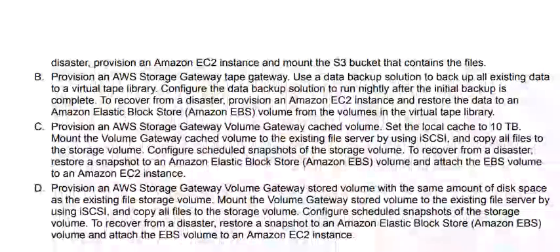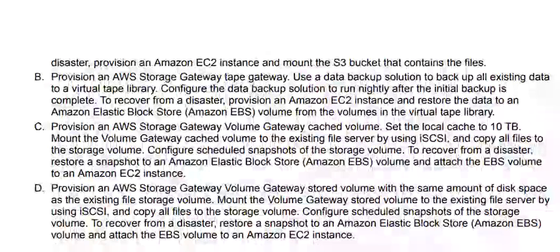Option B, provision an AWS Storage Gateway tape gateway. Use a data backup solution to back up all existing data to a virtual tape library. Configure the data backup solution to run nightly after the initial backup is complete. To recover from a disaster, provision an Amazon EC2 instance and restore the data to an Amazon Elastic Block Store volume from the volumes in the virtual tape library.